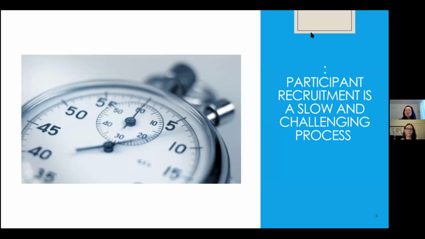So many of you know participant recruitment is a slow and challenging process. So we're here today to help give you some tips on perhaps how you can make it a little bit easier on your side for recruitment. Bear in mind that not everything we talk about might be applicable to your research project. There's many things that we found were helpful, and I'm hoping that you will find that as well.